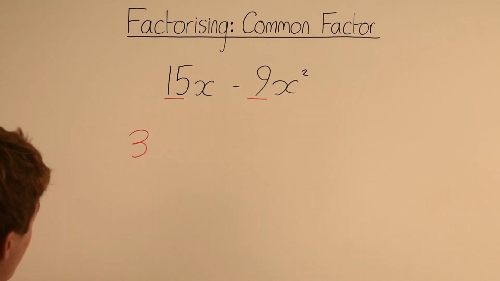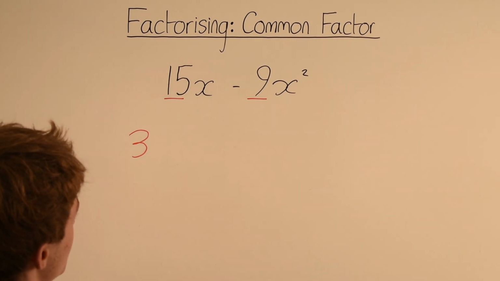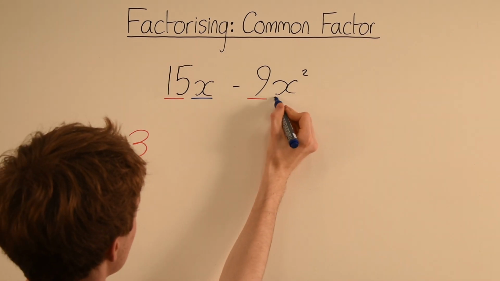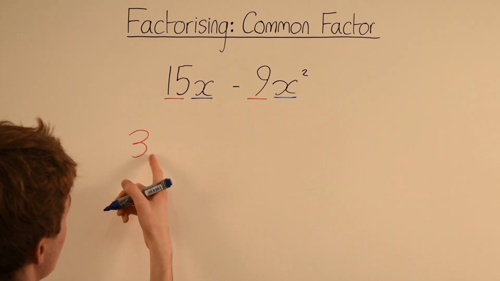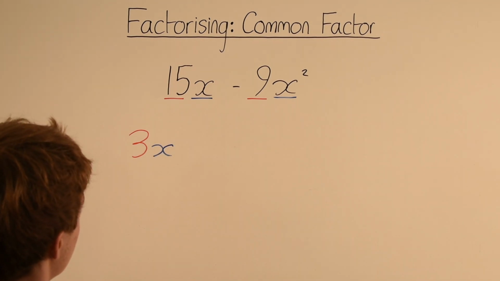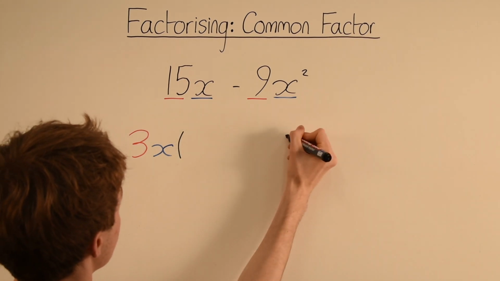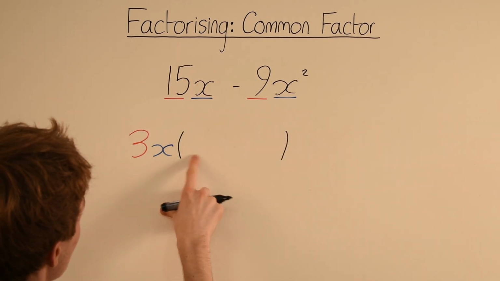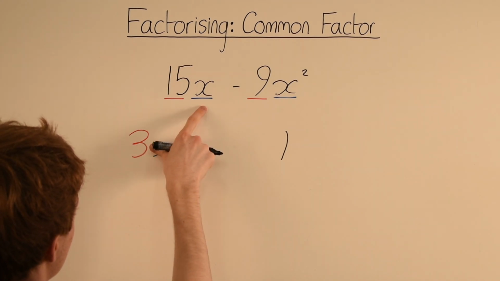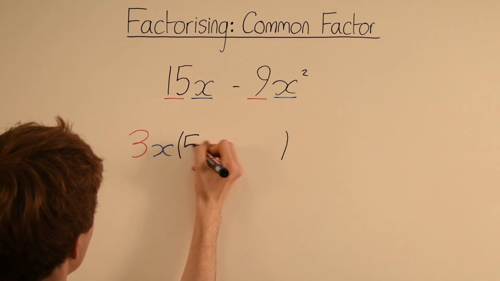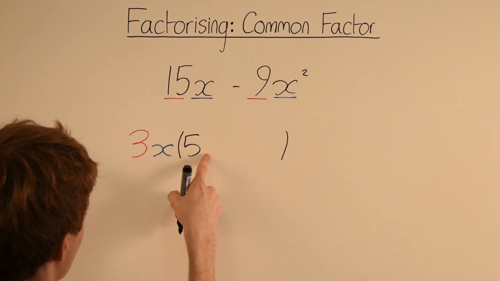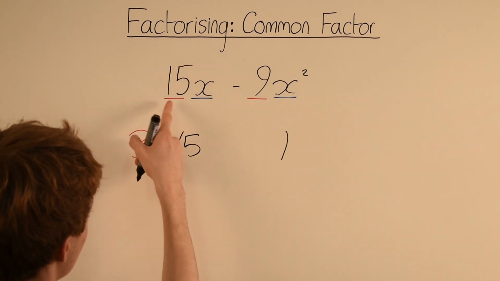So we're going to write that outside the brackets, but we're not going to draw the brackets just yet because we've actually got an x in both of these terms here. So what we can do is we can write an x next to the 3, and now we can draw our brackets. So what we want here is something that multiplies by 3x to give 15x. Well, 5 multiplies by 3 to give 15. So if we've got an x as well, it means 5 multiplies by 3x to give 15x.